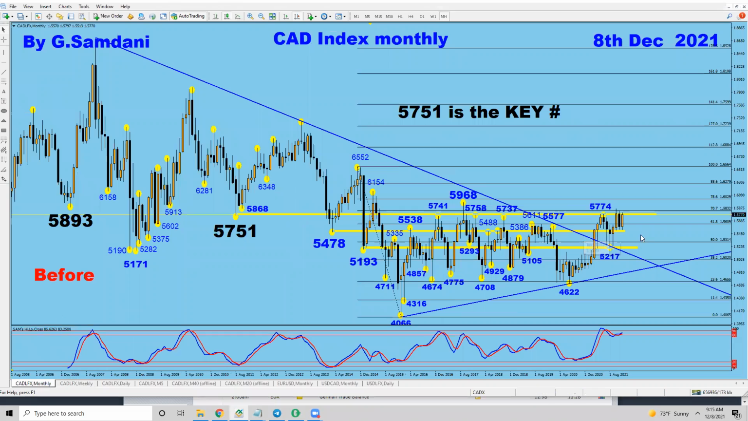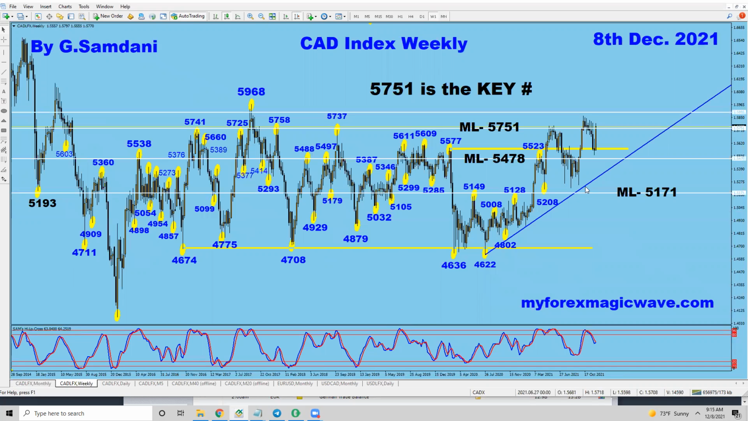This is CAD Index. This is how it looks, and it looks very bullish to me. In the last 3 months, you can see that we are in this range. In the last 2 months, we went up and came down between these two numbers: 57.51 to the upside, 54.78 to the downside. We bounced again this month, and we are up there again at 57.51.